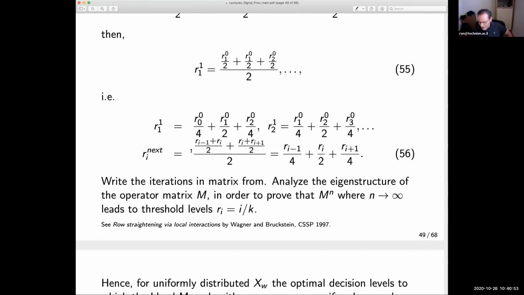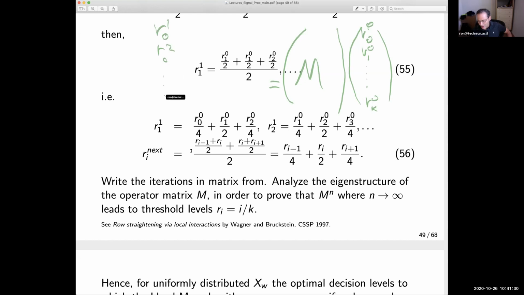So I have my R0, R1, until RK, or R capital N, I don't remember, or this would be RK. And I know how these R's are being processed by this matrix M. Okay, so this would be at time 0. And I know that this M is operating on this vector, and after one iteration, it would give me R01, R02, etc. And the structure of this matrix would be nothing but 1/4, 1/2 and 1/4 here, and this would go along the diagonal. Okay.